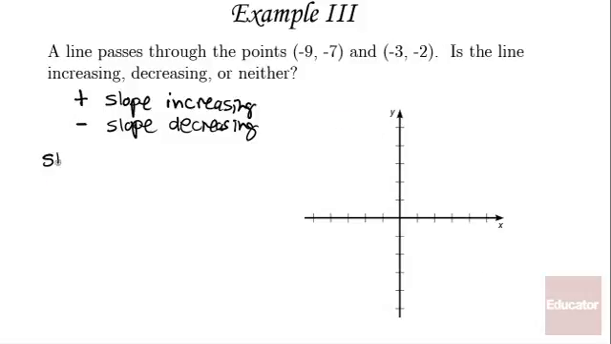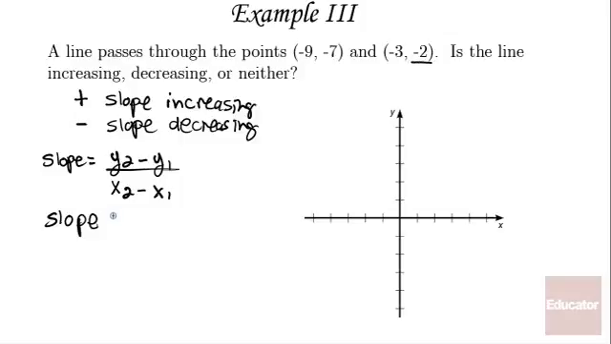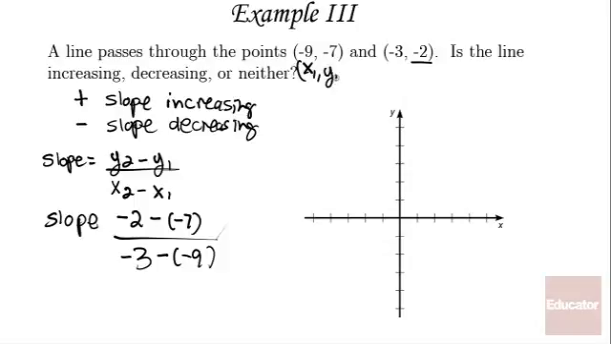So I need to figure out the slope, which equals y2 minus y1 over x2 minus x1. Therefore, the slope is going to be equal to negative 2 minus y1, which is negative 7, over the x values, negative 3 minus negative 9. So again, this is x1, y1, and x2, y2, and I do them in the same order every time to avoid errors.